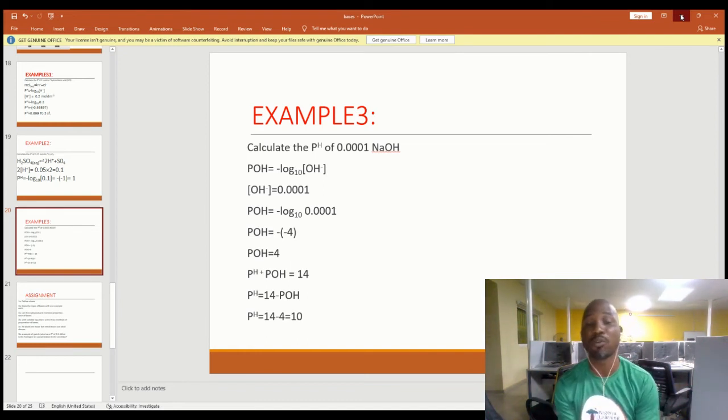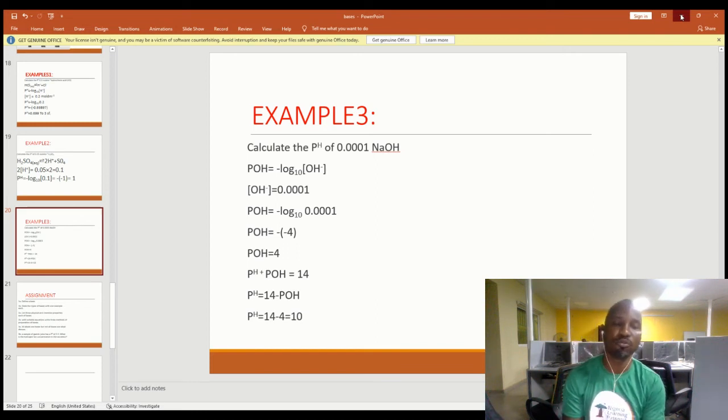Now remember, we are asked to calculate pH, and there's a relationship between pH and pOH, and the relationship says pH plus pOH is equal to 14. So that if you substitute your pOH to be 4, then you have your 14, which is pH is equal to 14 minus 4, which will give you 10. The pH of that solution will be equal to 10.